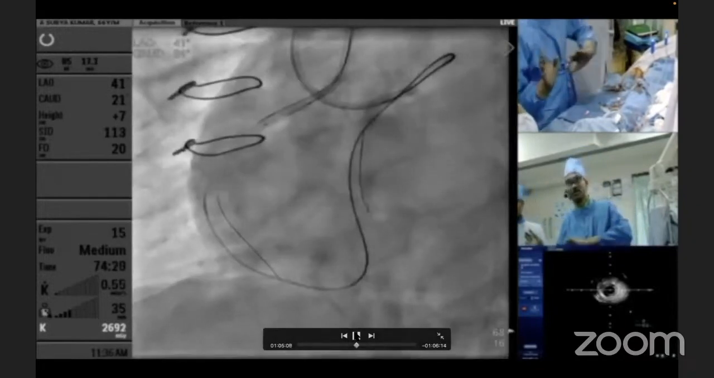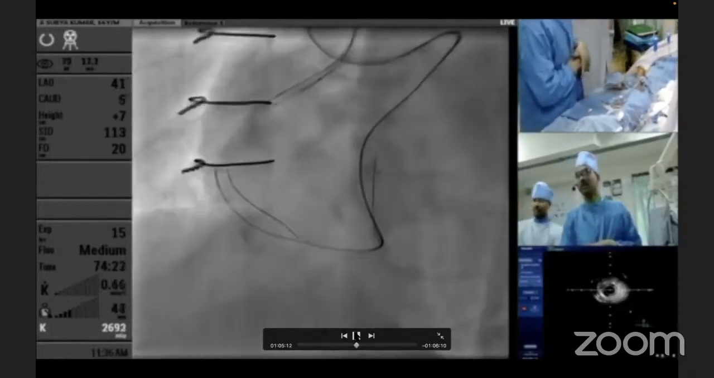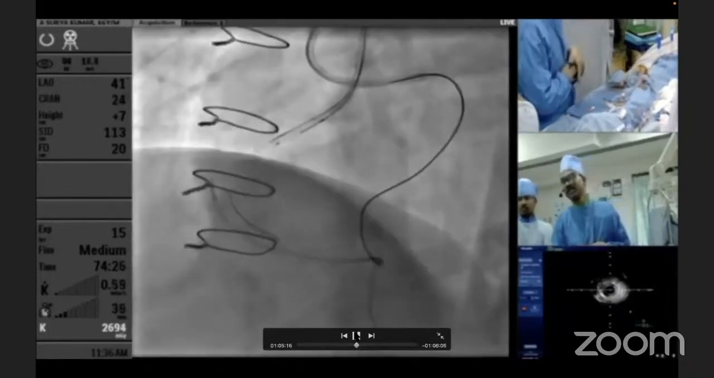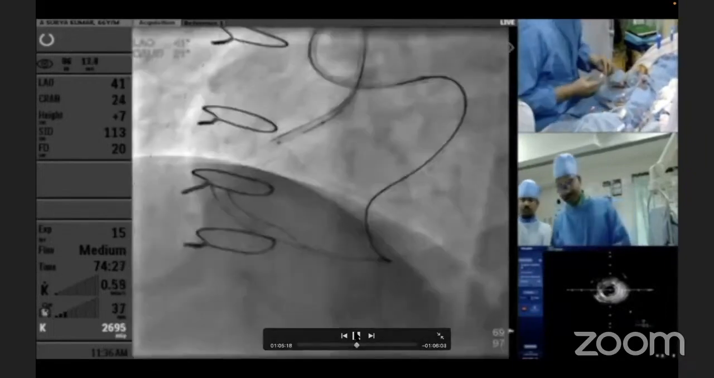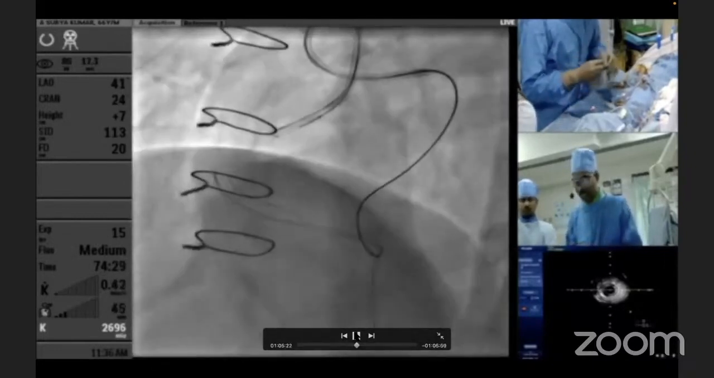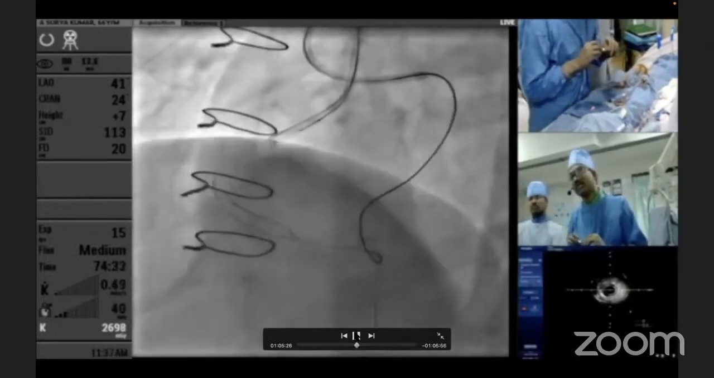Record. Now just go to left caudal to left cranial. So at this point of time, you must have already made up your mind that this is going to be an investment procedure, right? Yes. Graft, there is a bend formed in the native vessel.